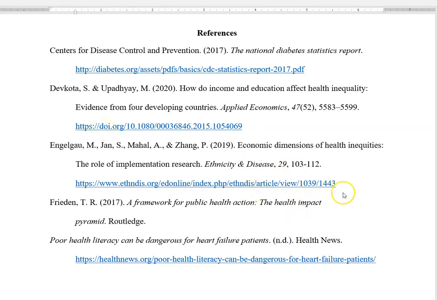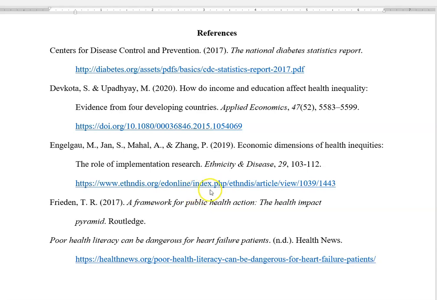The next one is also an article in a journal. As you can see, this journal, though, is an online journal. And the article does not have a DOI associated with it. Now, a lot of online journals do have a DOI associated with the article.